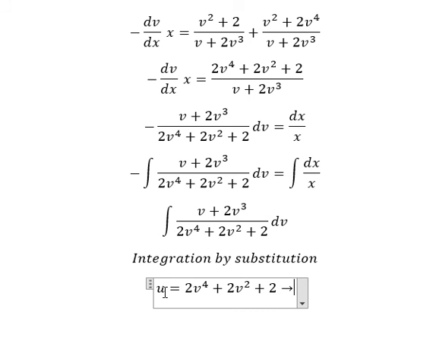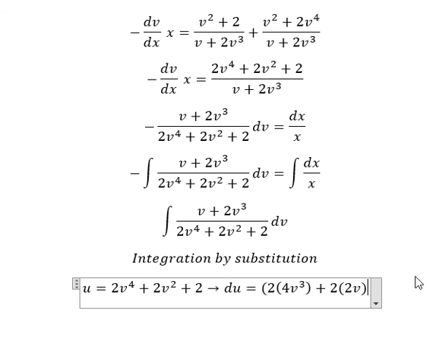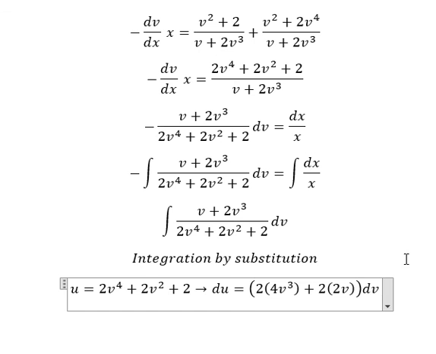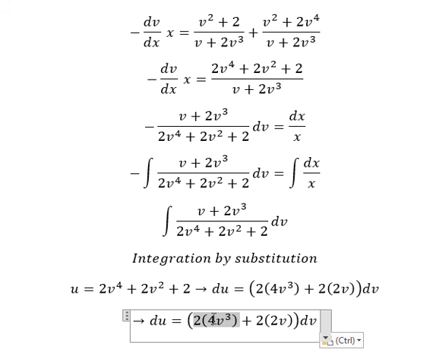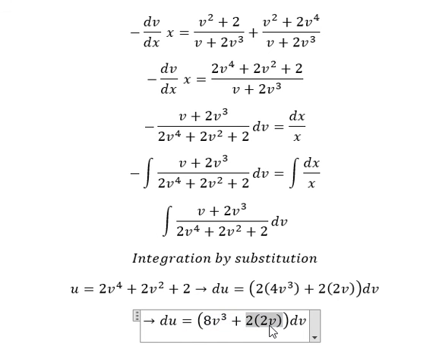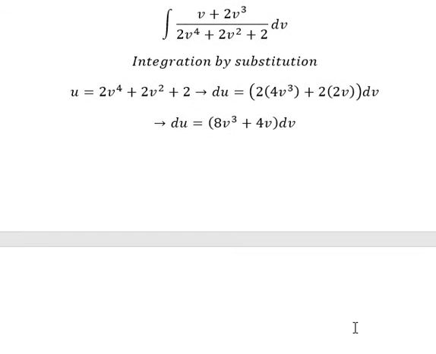Next, we need to do the first derivative for both sides. The first derivative of v to the power of 4, you get 4v to the power of 3. The first derivative of v squared, you get 2v dv. And then this one you get 8v to the power of 3. This one you get 4v. Later we divide both sides by number 4.